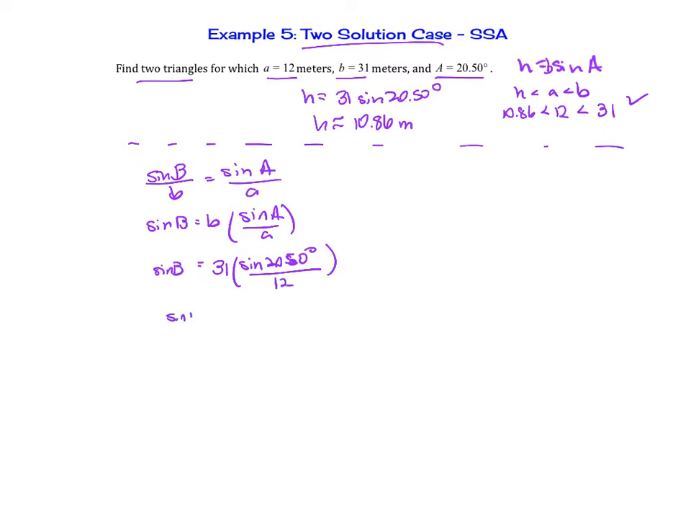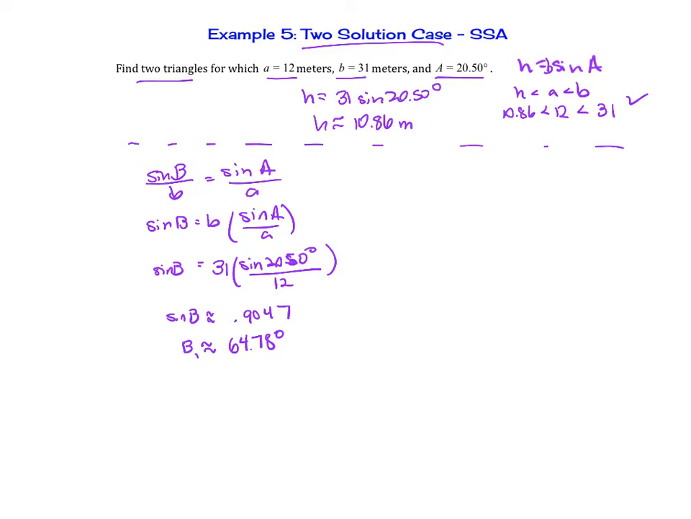And so you find that sine of B, after plugging it in your calculator, is approximately 0.9047. Then you do the sine inverse in order to find the angle B. So B1 is 64.78 degrees. Okay, then we need to find when it is the second case.